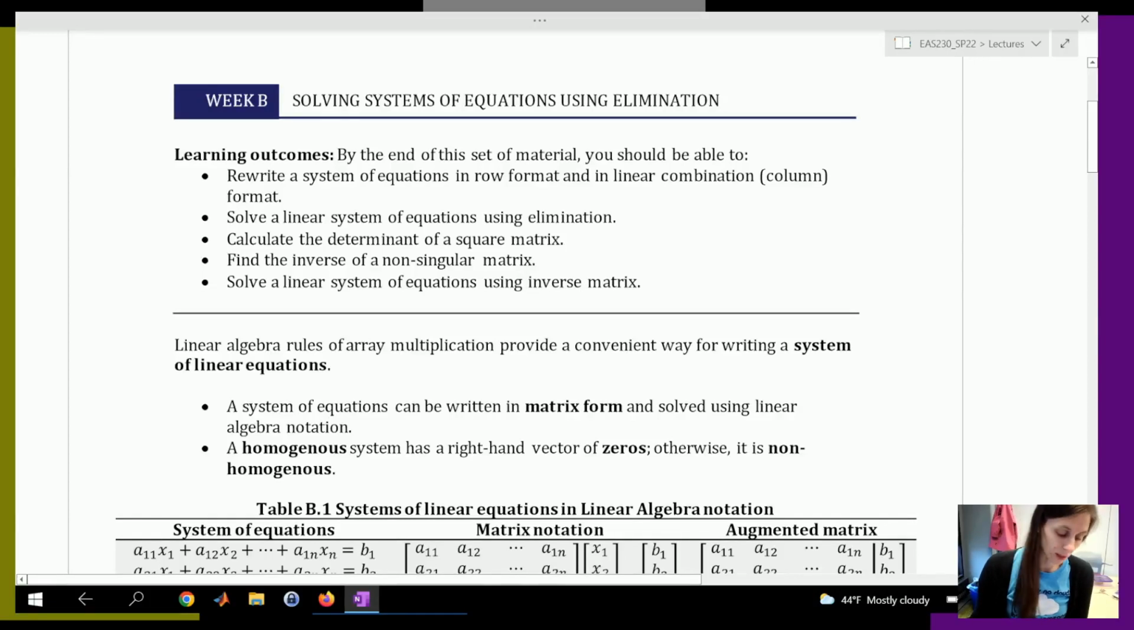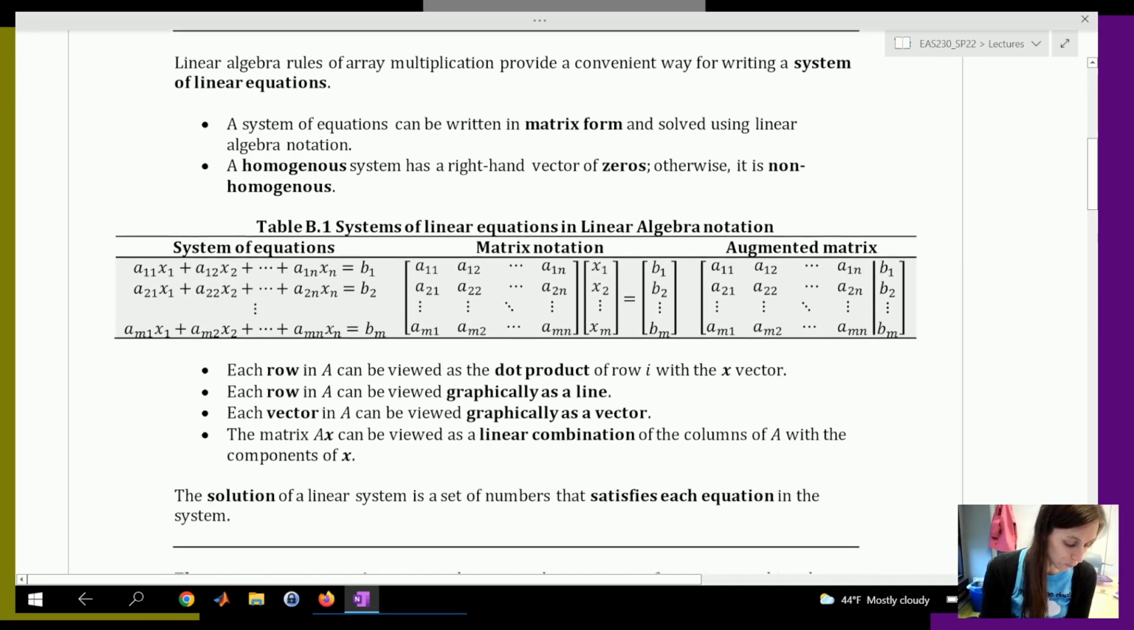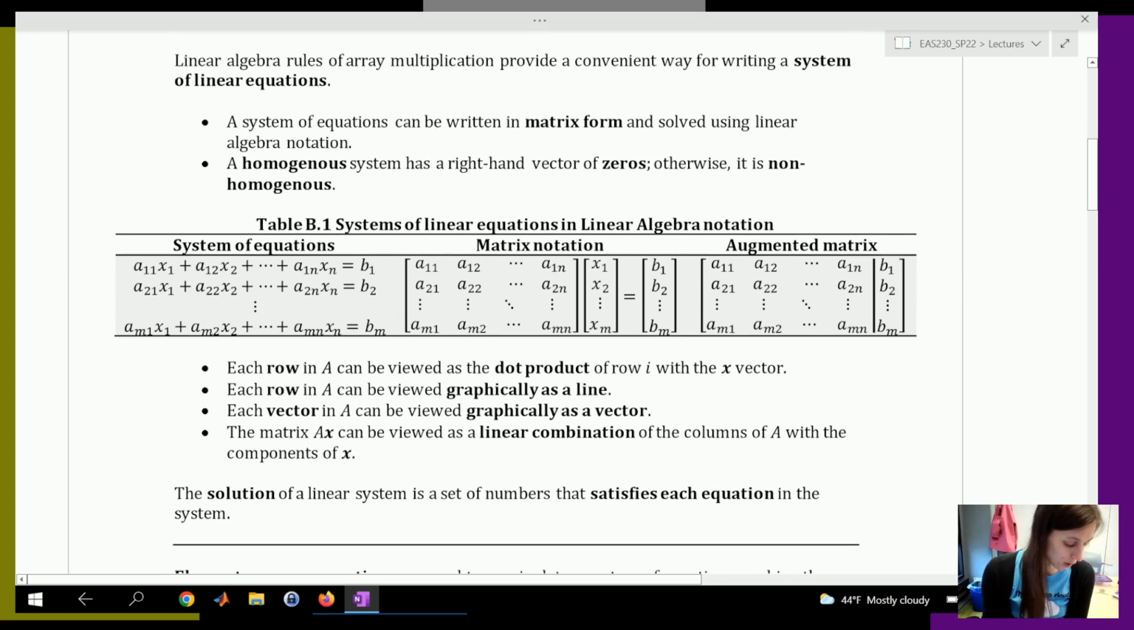Next week in class, we are going to be focusing on our first ways to solve systems of equations using matrices, specifically using elimination. So you guys have used elimination before in the past. It's one of your techniques that you can use along with substitution, but we're going to formalize it in terms of a matrix.